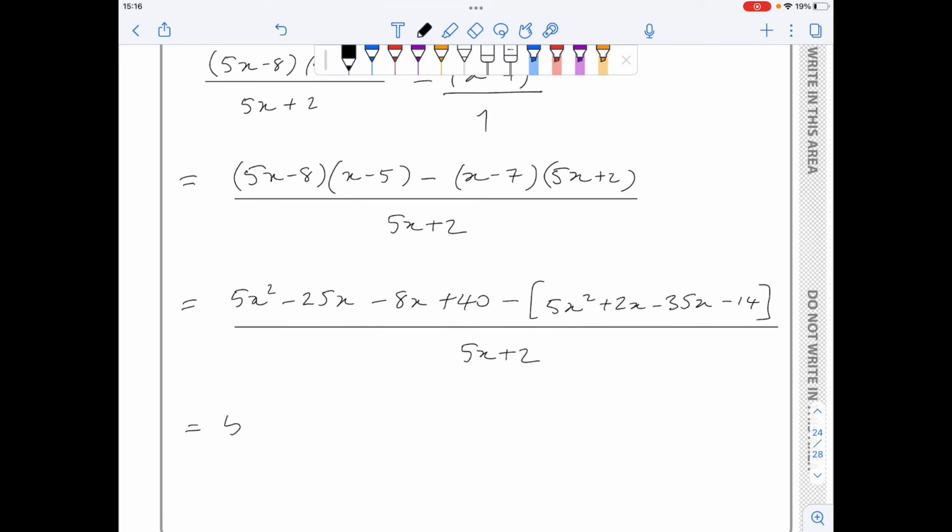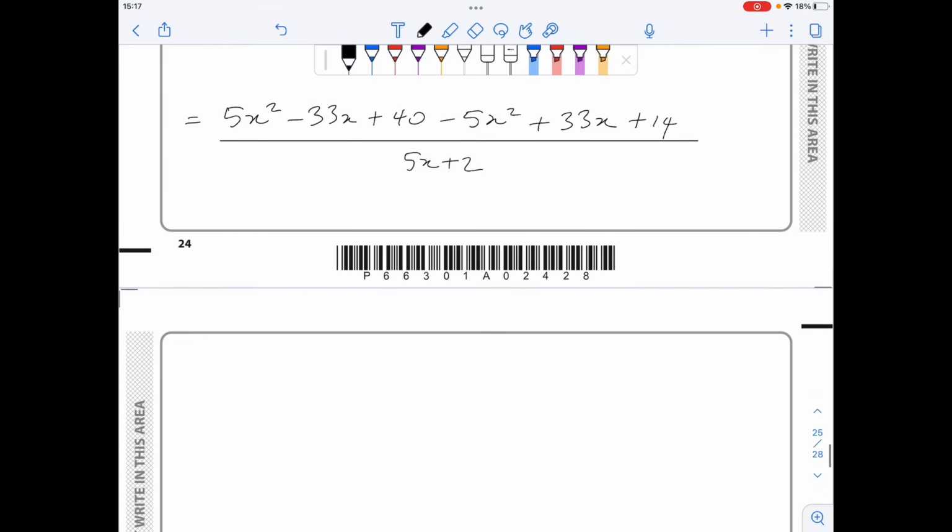So I get 5x squared minus 25x minus 8x gives me minus 33x plus 40, and then I get minus 5x squared. I have a minus 33x here, so I get plus 33x plus 14. Denominator stays the same. So now I can cross out the minus 33x with the 33x and the 5x squared with the minus 5x squared, and I'll be left with 54 over 5x plus 2, which is my final answer.